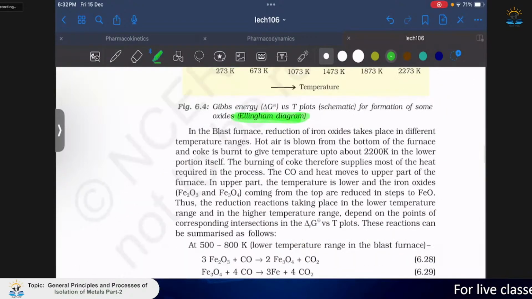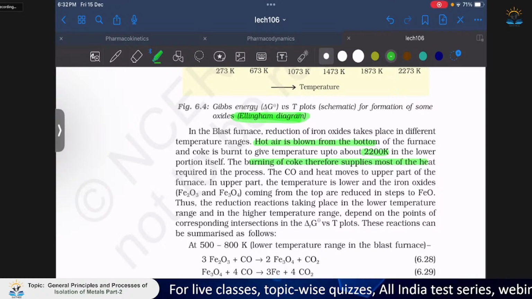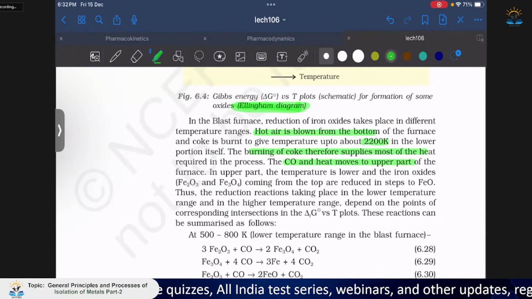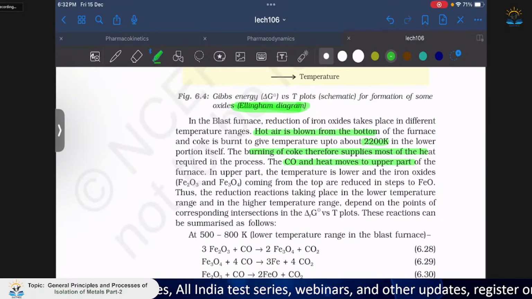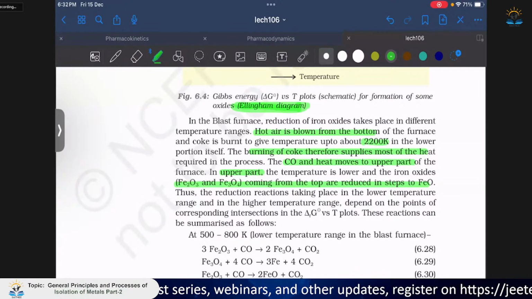Okay. In the blast furnace, reduction of iron oxides takes place at different ranges. Hot air is blown from the bottom. Temperature is about 2200 Kelvin in the lower portion itself. Burning of coke supplies most of the heat. Carbon monoxide and heat move to the upper part. In the upper part, the temperature is lower, and the iron oxides Fe2O3 and Fe3O4 are reduced in steps to FeO.